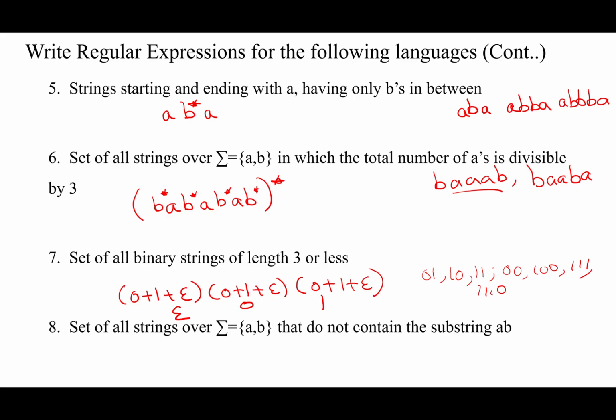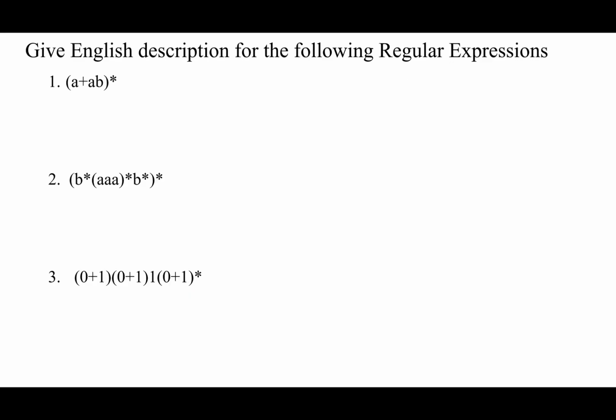The next one: set of all strings over sigma {A, B} that do not contain the substring AB. It should not contain the substring AB, so what can we do? The strings can be BA, or BBAA, or BAA. So first we can mention the B: B star, then A star. So first it contains only B, then only A.